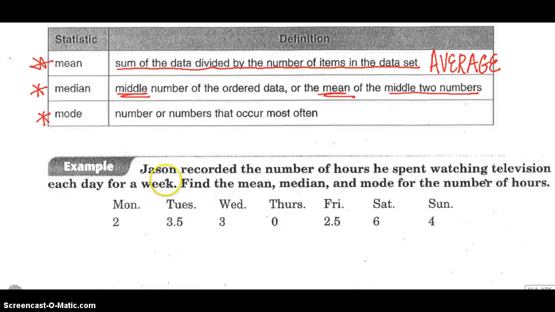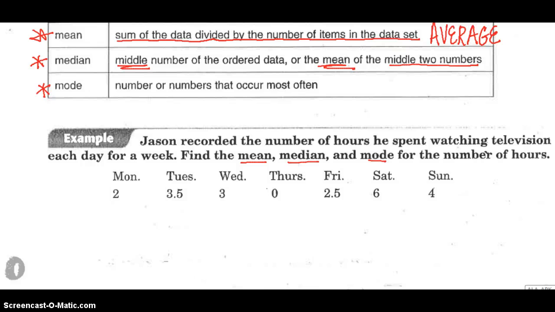So here's an example. Jason recorded the number of hours he spent watching television each day for a week. So he's collecting some data. It's asking us to find each one of our measures of central tendency. So the mean hopefully is easy for everyone. We're simply going to be finding the average. So here we go, the mean.